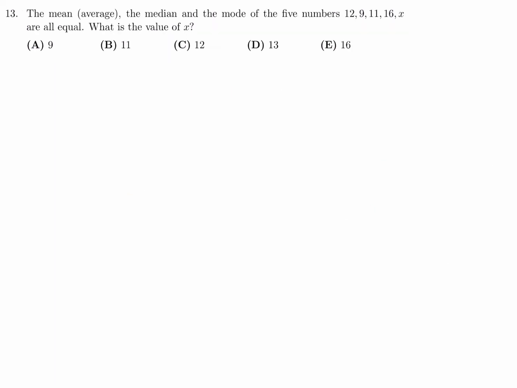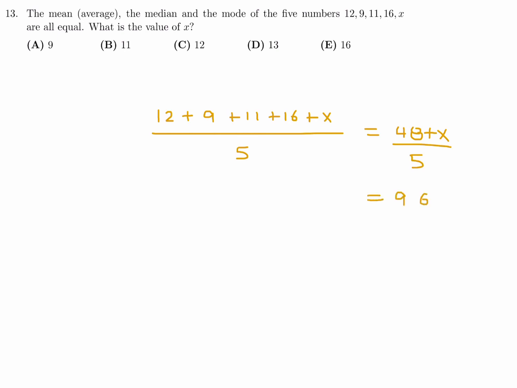The mean, the median, and the mode of 5 numbers, 12, 9, 11, 16, and x are equal. What is the value of x? Well, first let's figure out what is the mean. 12 plus 9 plus 11 plus 16 plus x, all divided by 5, right? So that's going to be 48 plus x over 5, and that's 9.6 plus x over 5. Okay, now we just got to fiddle around with this.